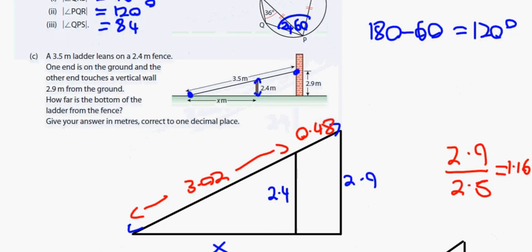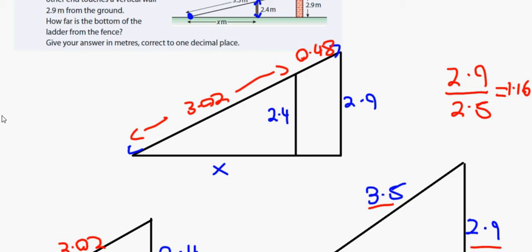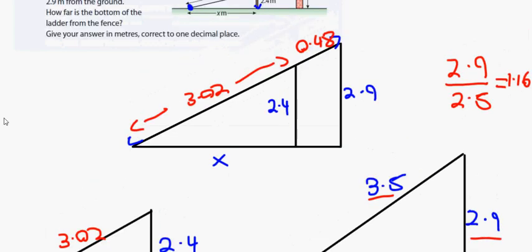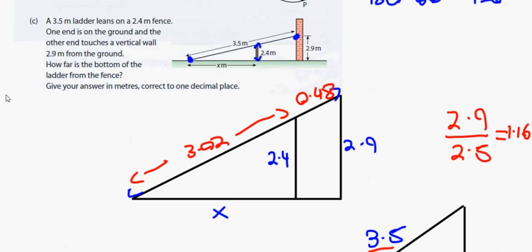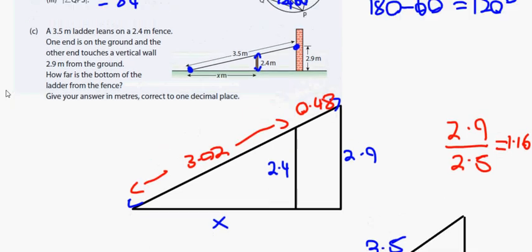Okay, so we pretty much have all the information about the right hand side. Now we need to find the information about the left. So now that's 3.02, and we know that's 0.48, and it's 2.9 meters from the ground. Okay. So what we can do next is use Pythagoras' theorem to find the total length of the bottom. So we still need more information.